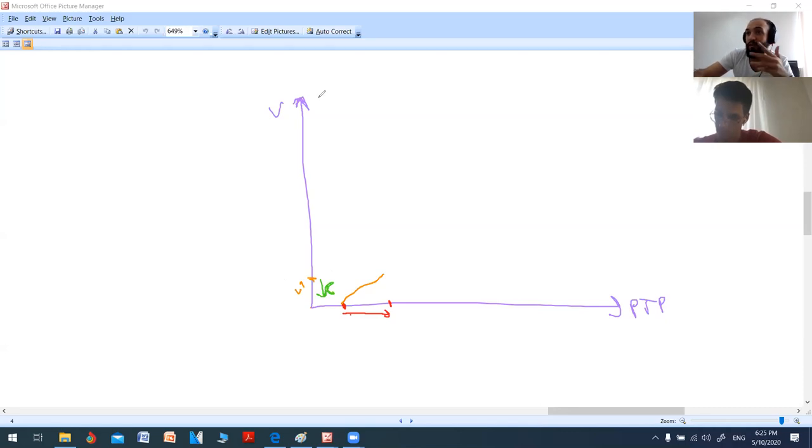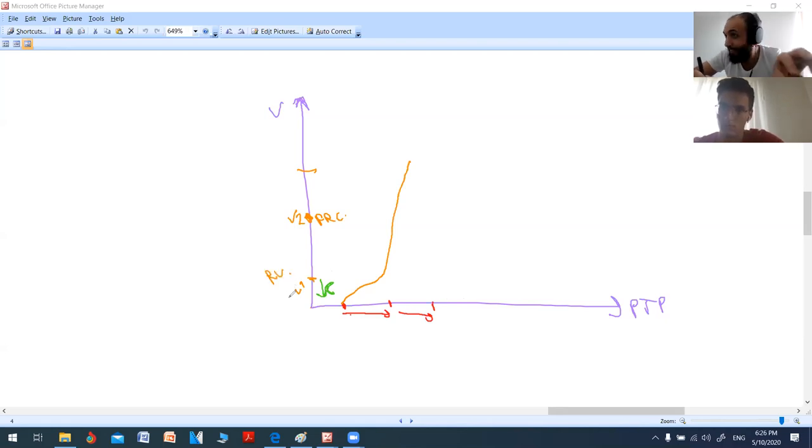Next, if I continue increasing the PTP from here to here, I increase the PTP more, what will happen to the volume? Increase. But a lot. So at medium volumes like FRC, you know, FRC is medium volume. RV is small volume. So at RV, how is the compliance? Low. At FRC, medium volume, how is the compliance? High.